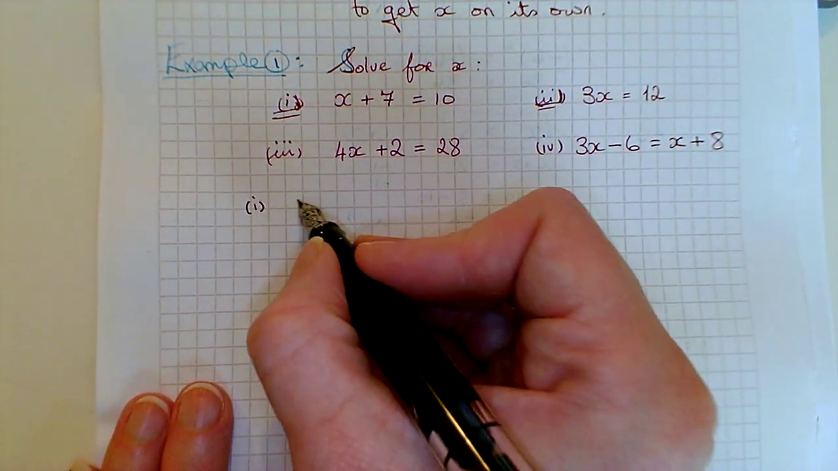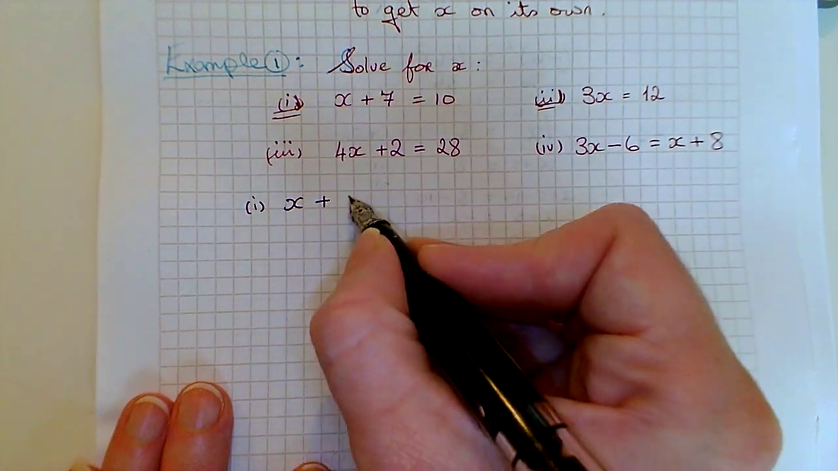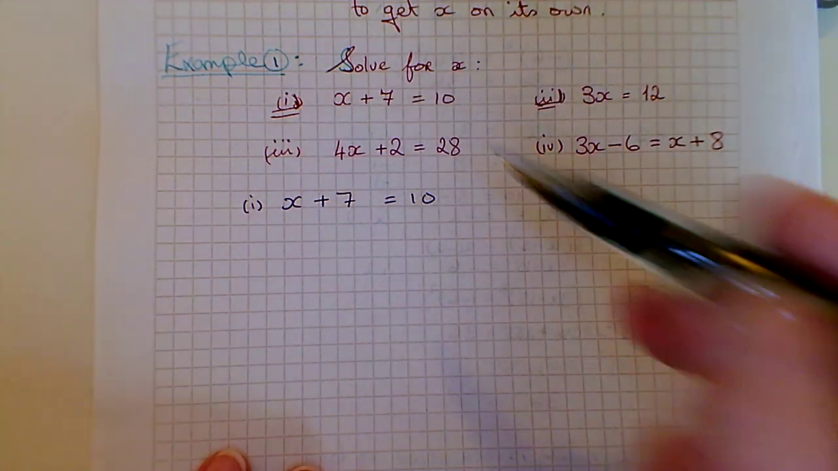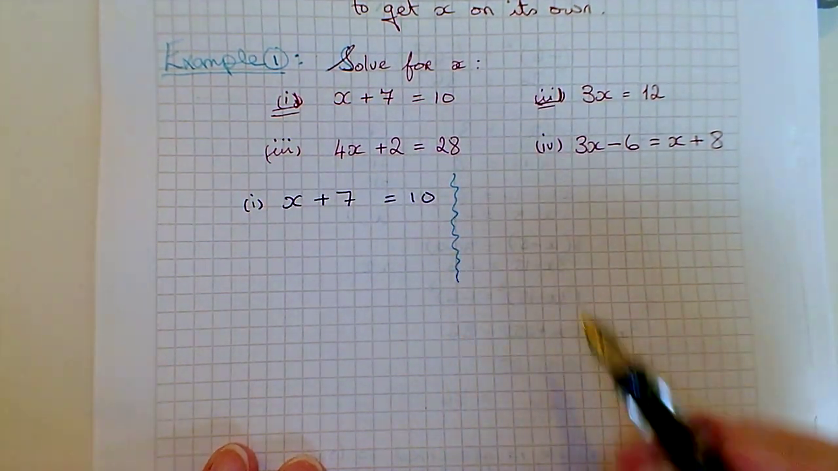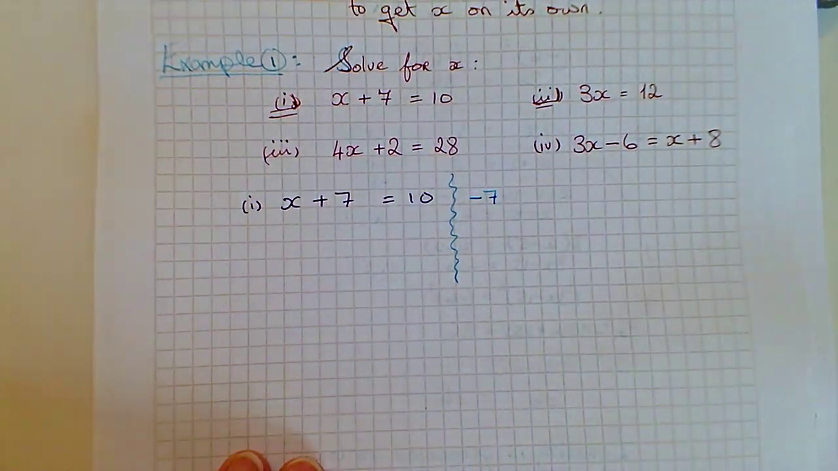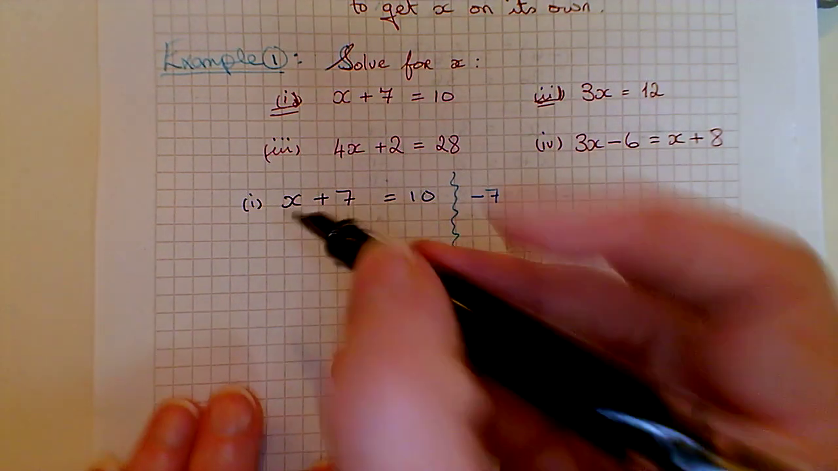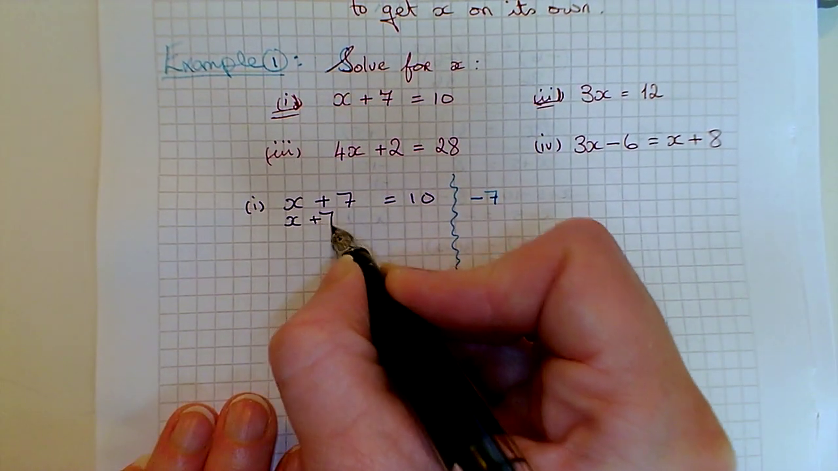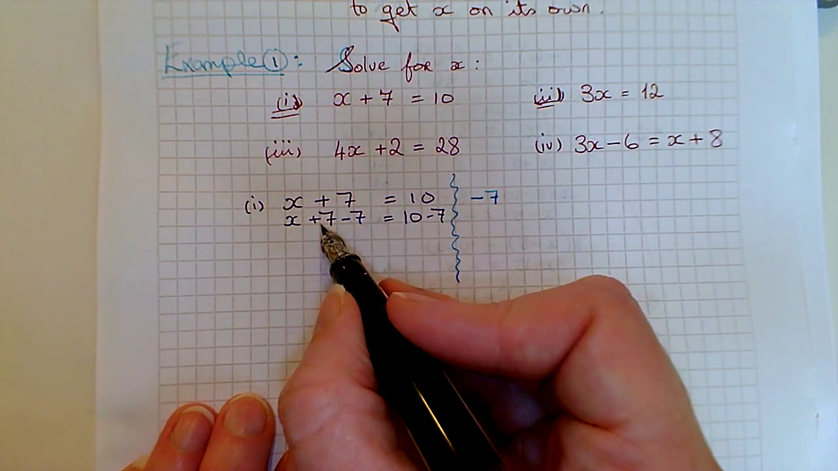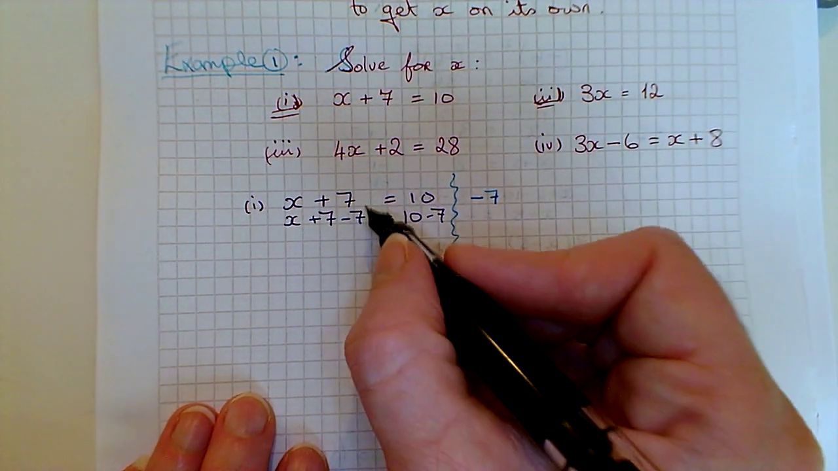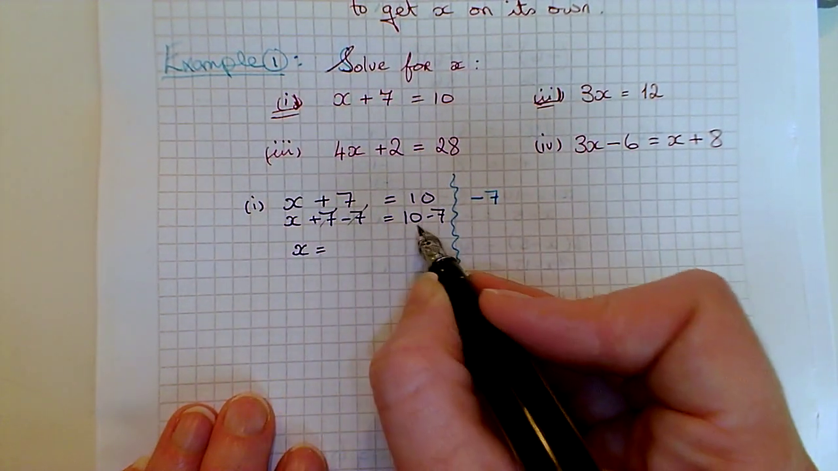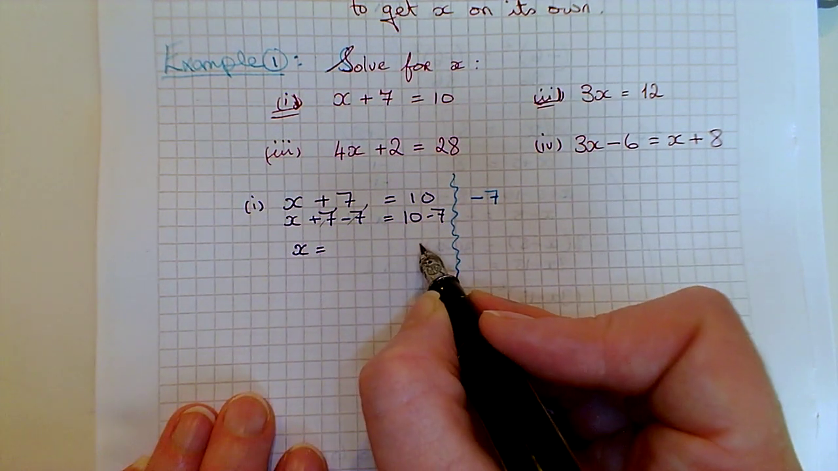So for question 1, if I've got x plus 7 equal to 10, I want to undo what was done to x. So what will I do to both sides? Well, 7 was added to x, so the undoing is to subtract 7 from both sides, meaning that x plus 7 minus 7 is equal to 10 minus 7. And 7 take 7 is 0. They cancel each other out, giving me that x is equal to 10 take 7, x is equal to 3.